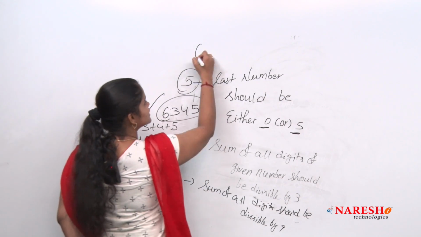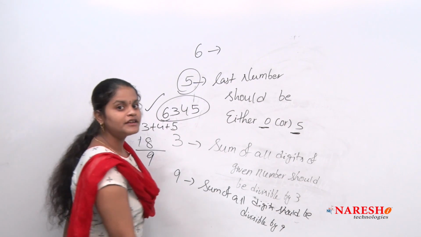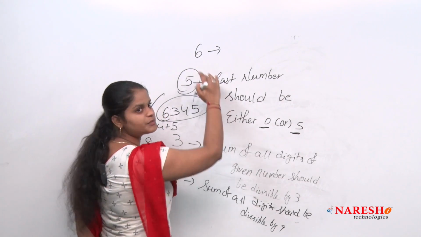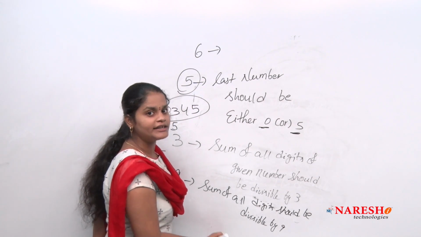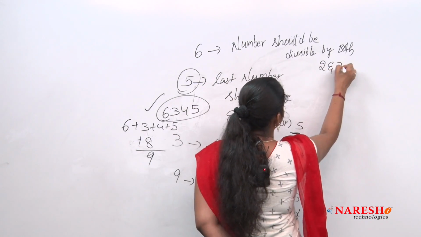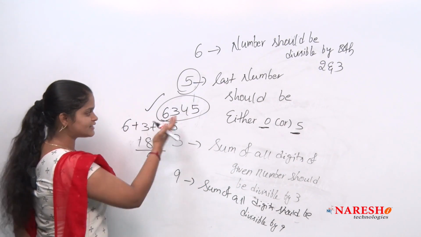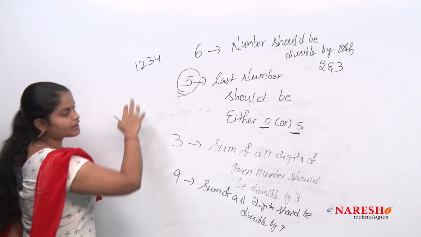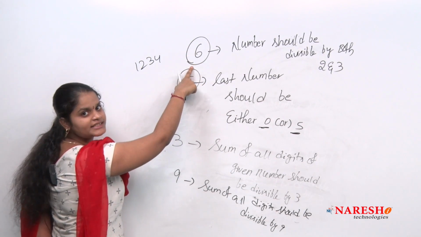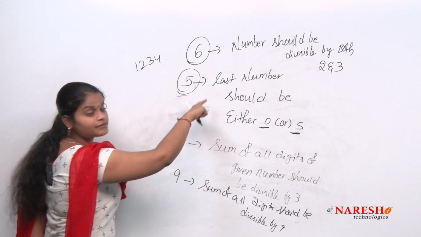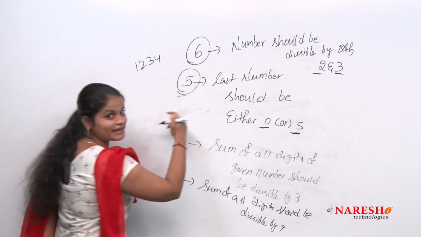If I want to check whether the number is divisible by 6 or not, I should check for 2 and 3. For the number to be divisible by 6, it should be divisible by both 2 and 3. For example, let's take this number 1, 2, 3, 4. Now I want to check whether this number is divisible by 6 or not.